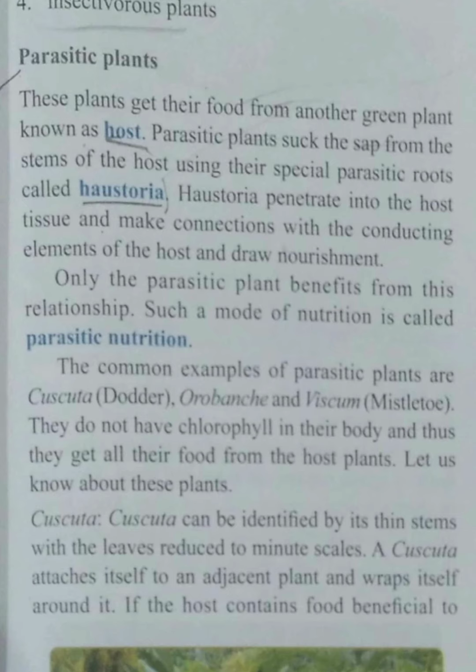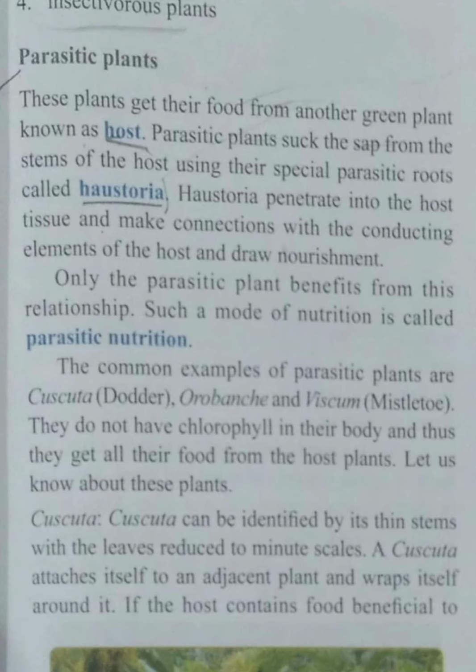Such a mode of nutrition is called parasitic nutrition. The common examples of parasitic plants are Cuscuta, Dodder, Orobanche, and Viscum mistletoe, and they do not have chlorophyll in the body, and thus they get all their food from the host plants. Let us know about these plants.